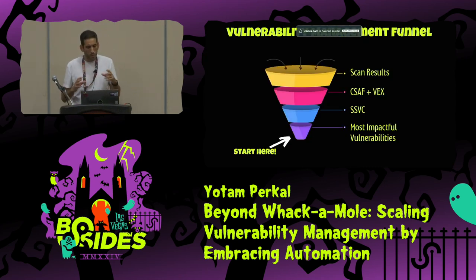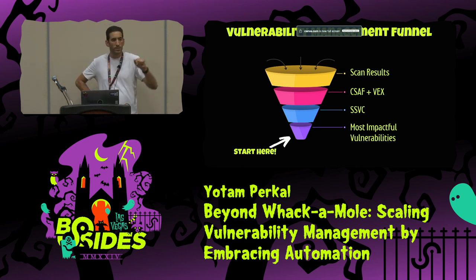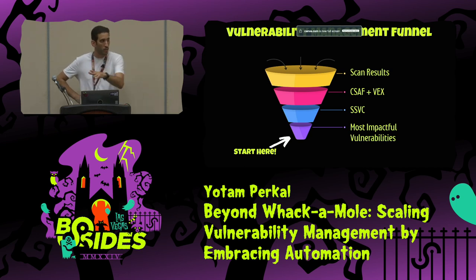So let's try to put it all together. This is how I envision it. You have the scan results, and then you have CSAF and VEX that can take away all of the things that are not relevant deterministically because you have context. And again, I will caveat and say that it's not exploitable in a single point in time because our environments are dynamic. It has to be something continuous. Maybe something isn't loaded today, it will be loaded tomorrow. Something is not in use today, it will be in use tomorrow. A configuration isn't there today, it will be there tomorrow.